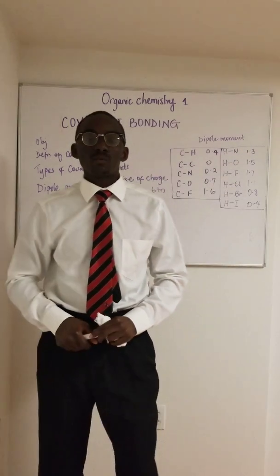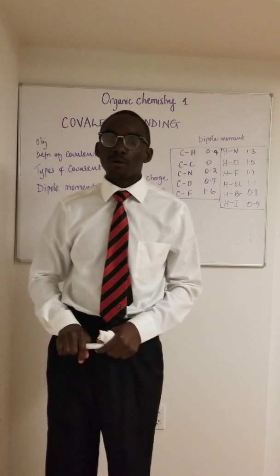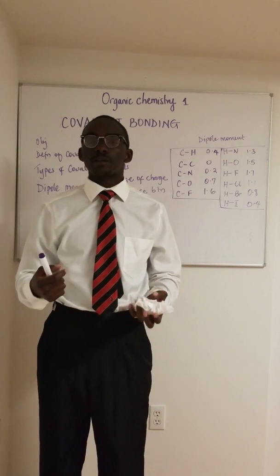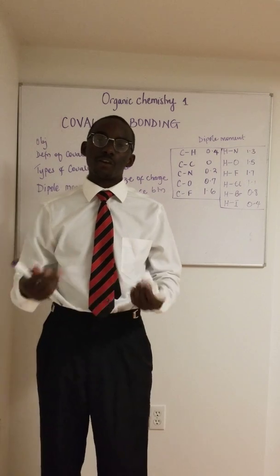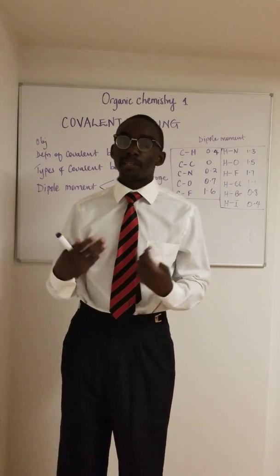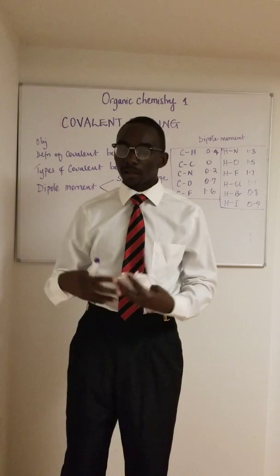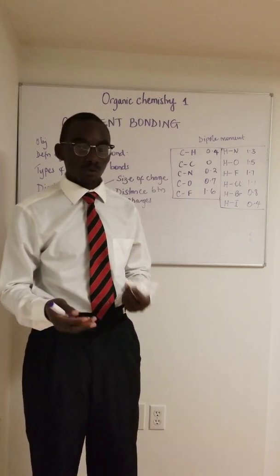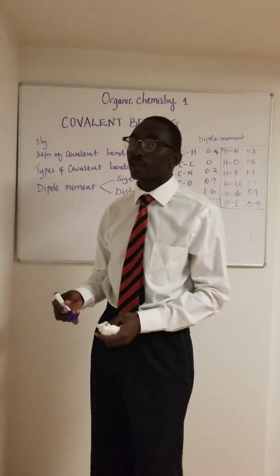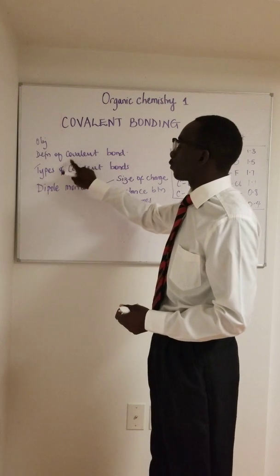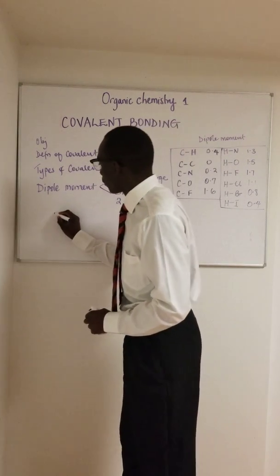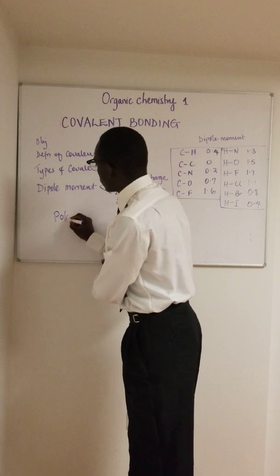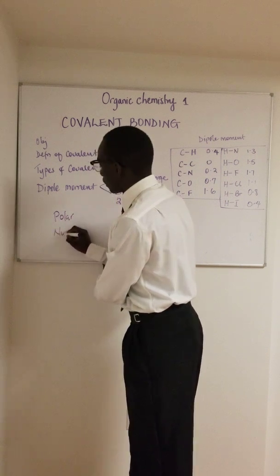So to begin with a covalent bond, we know from general chemistry that a covalent bond involves sharing of electrons between two elements. So it's still the same definition that we also use in organic chemistry, but this time, when we go to the types of covalent bonds, we have what we call a polar covalent bond and a non-polar covalent bond.